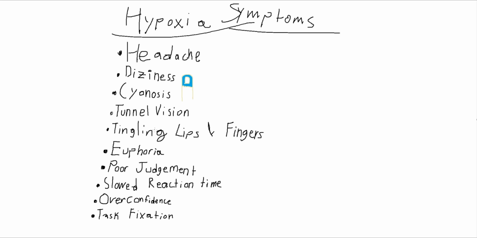Another is dizziness, okay? Feeling just maybe some nausea. Cyanosis is also a symptom of hypoxia, and cyanosis is when your lips or fingertips start turning blue. We also have tunnel vision, okay? Tingling lips and fingers. A sense of euphoria, feeling great, okay? Also having some poor judgment as well. A slowed reaction time, maybe encountering some overconfidence.